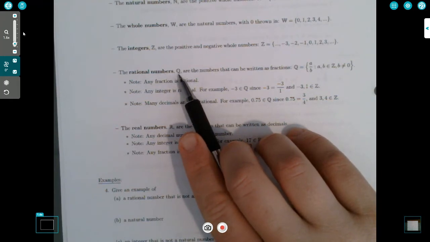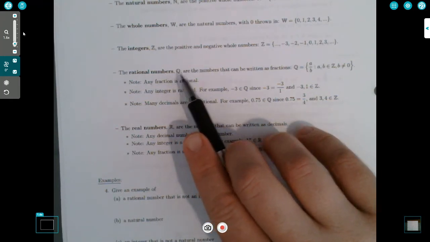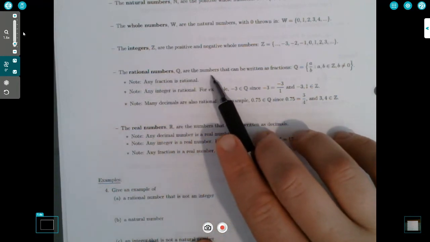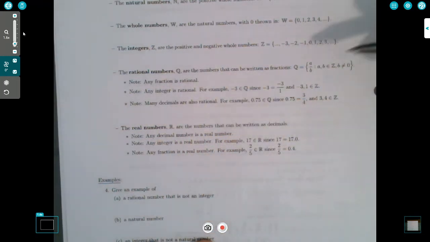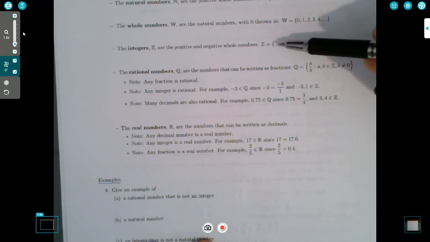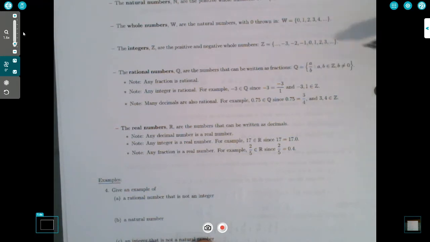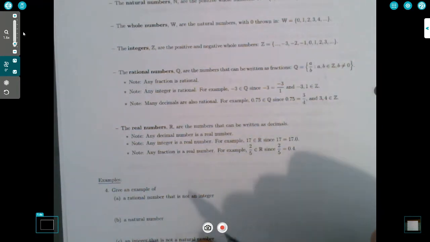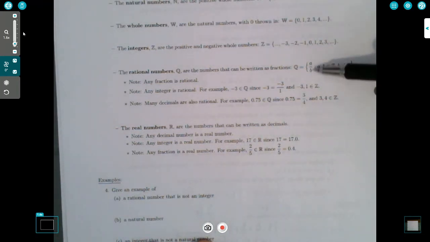And it's a Q for quotient because the rational numbers are numbers that can be written as fractions, or in other words, they can be written as quotients. So they can be written in the form a over b, where a and b are both integers, and b is not 0. So that's the set of rational numbers. It's all numbers that can be written as fractions.